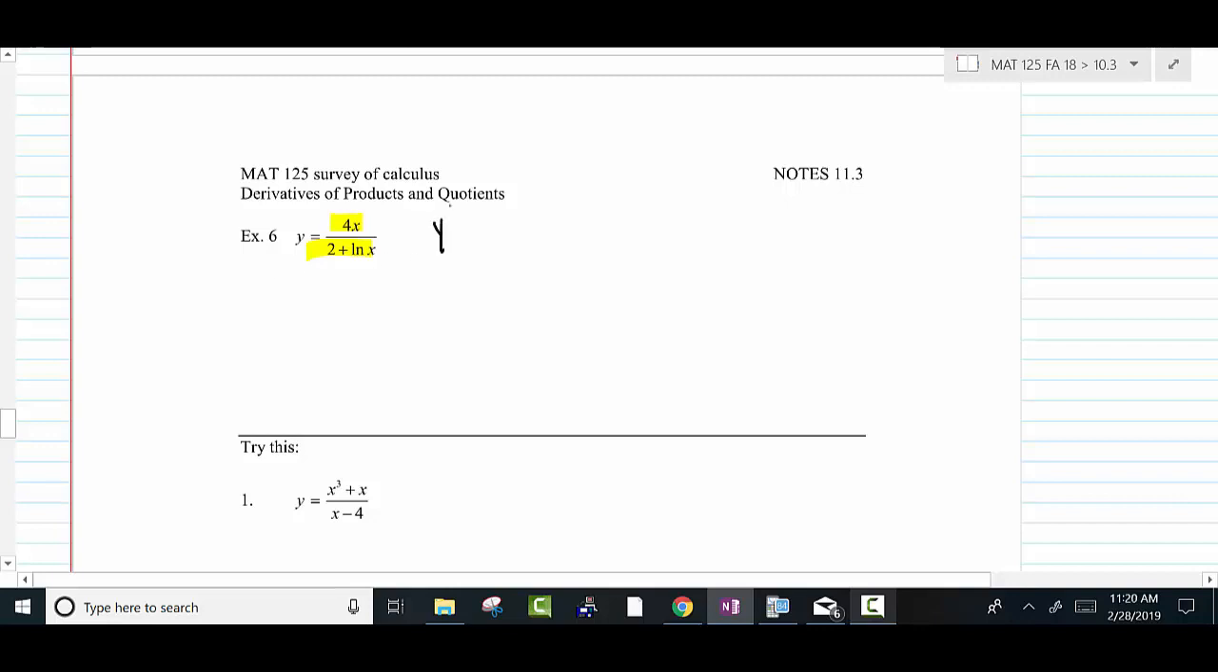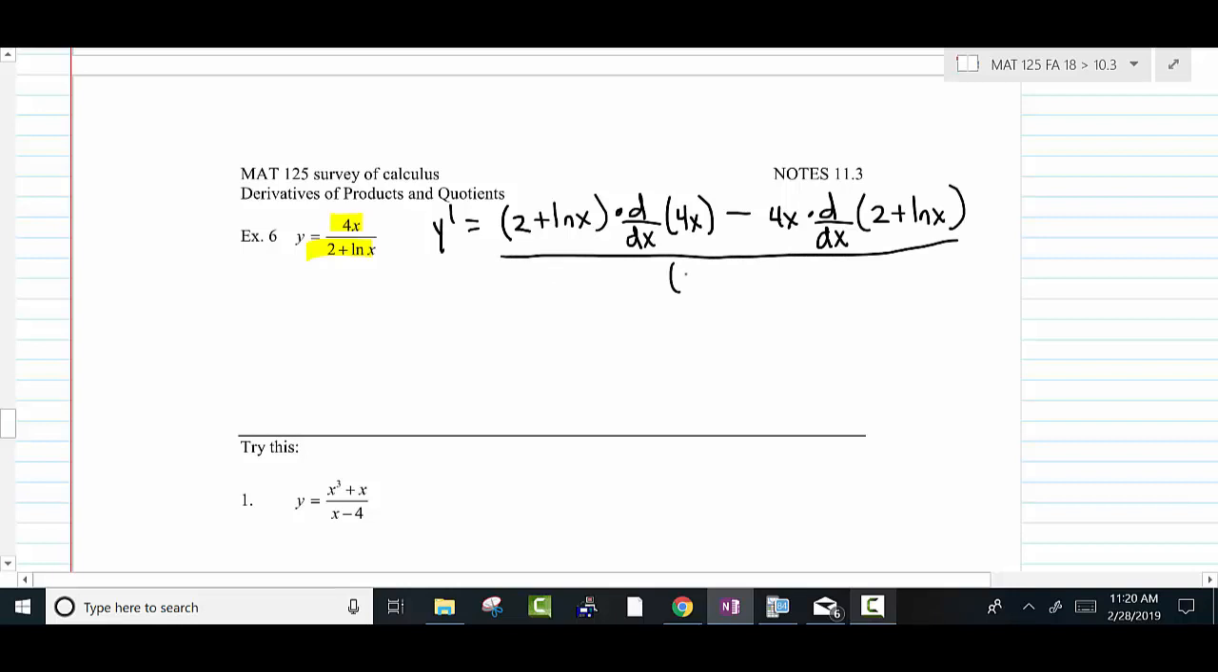So I've got y prime. Again, I do the bottom: 2 plus ln x. You start with the bottom. You multiply by the derivative of the top. Then the minus sign. Then backwards. You do the top, times derivative of bottom. And then do the bottom squared. All right, as always, step one, put it in the formula.